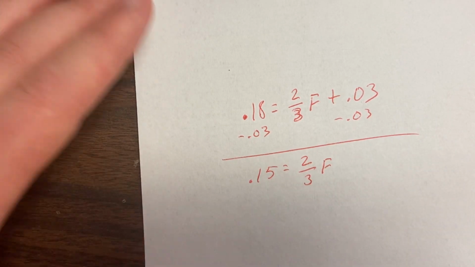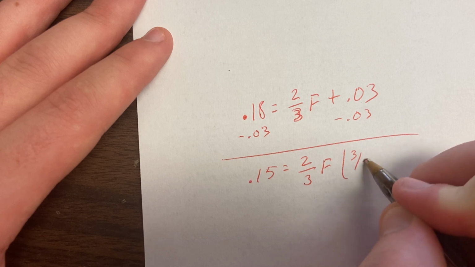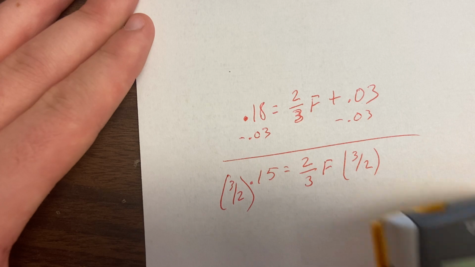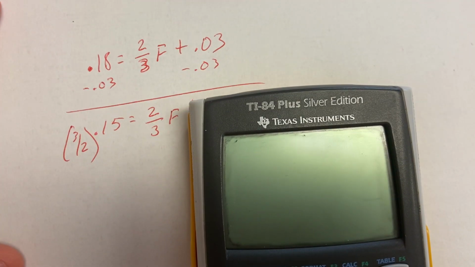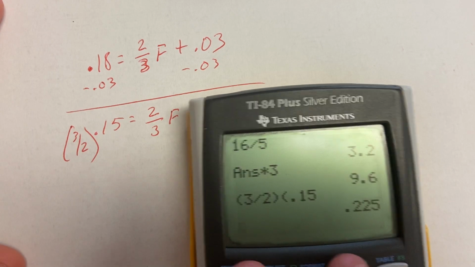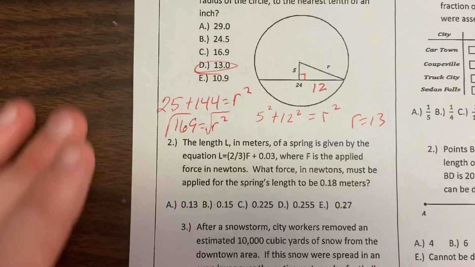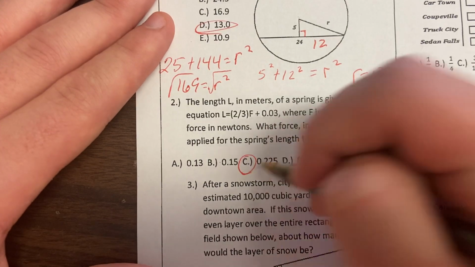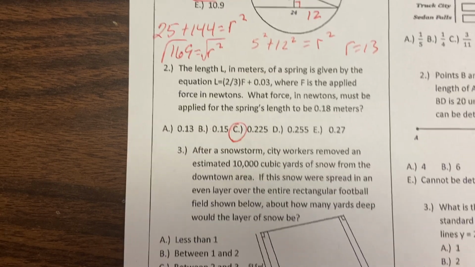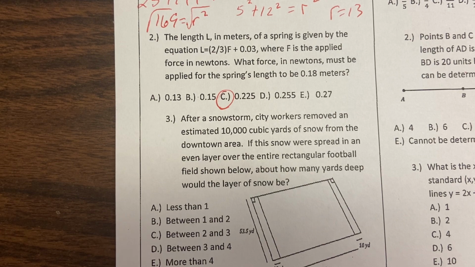Now, to get rid of that fraction, all we have to do is multiply by the reciprocal. And I would put this in your calculator. When I put 3/2 times 0.15 in my calculator, it tells me 0.225. So I'm going to flip our answers over, and it looks like letter C gives us the 0.225. Cool.